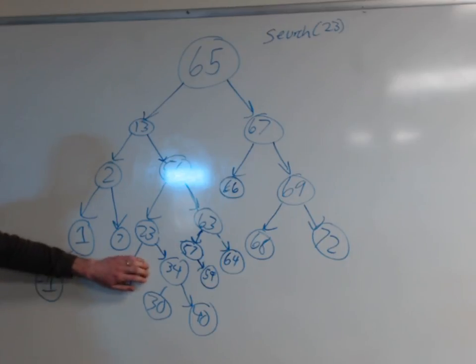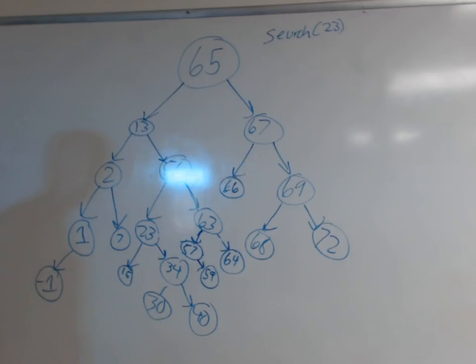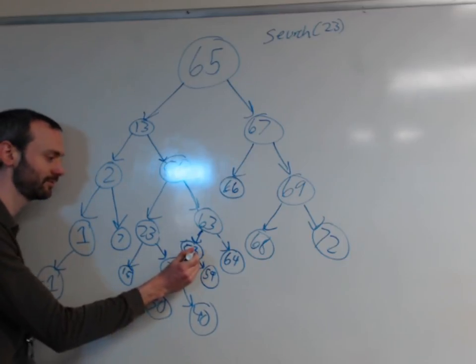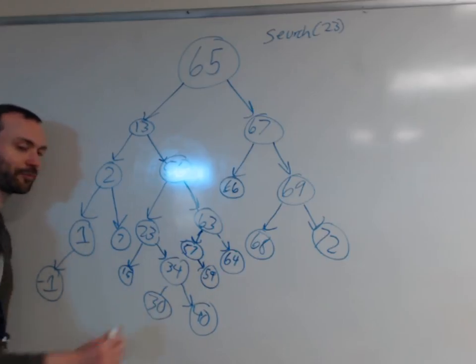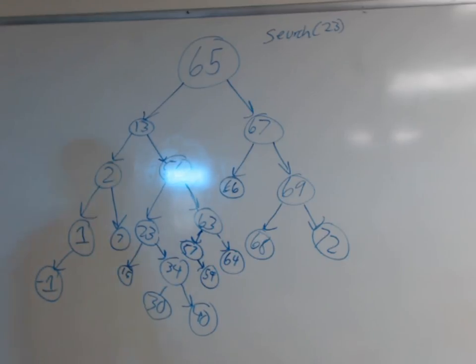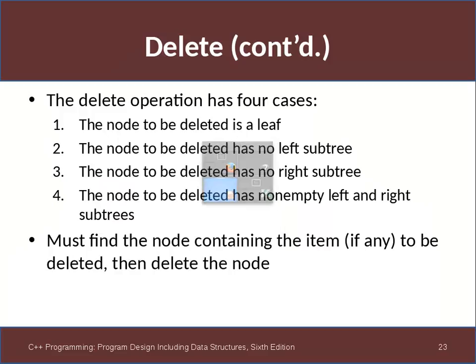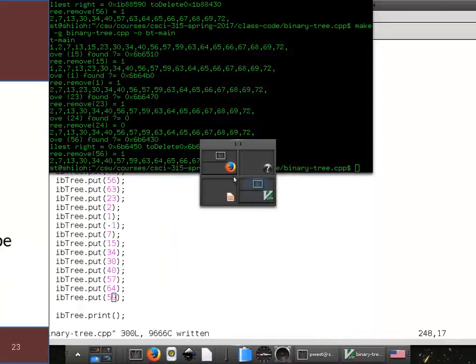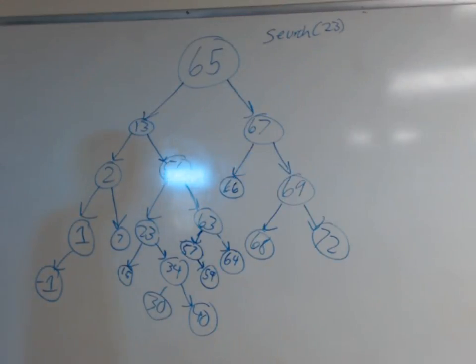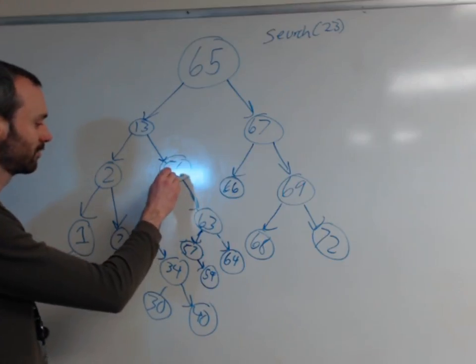So if this 15 was... wait, no, 57 has a right child. Okay, so if we delete the 57, bump it up. All right, and then what was case 4? Has non-empty left and right subtrees. If it has children. So if we want to get rid of the 56, what do we do?